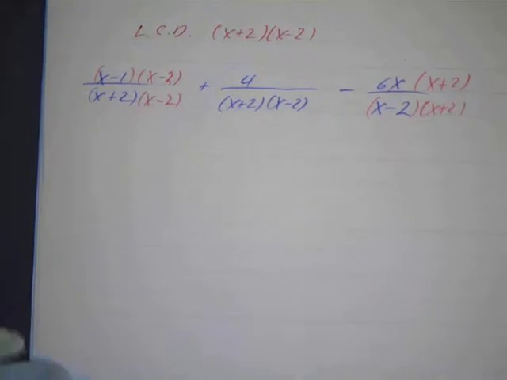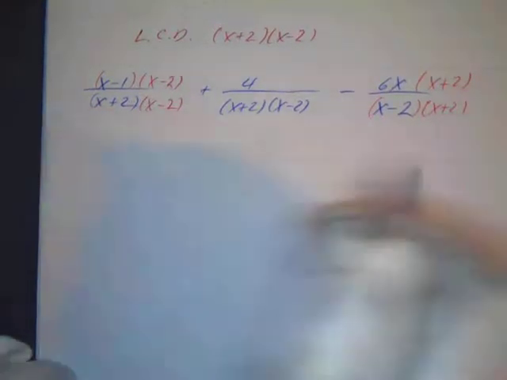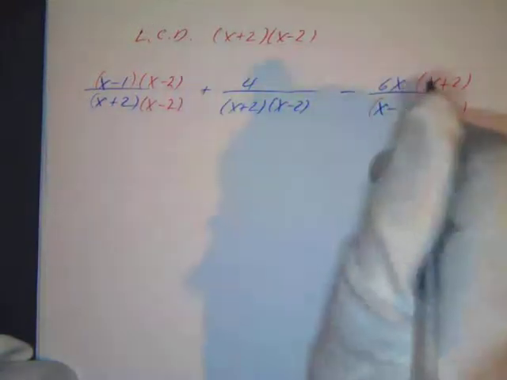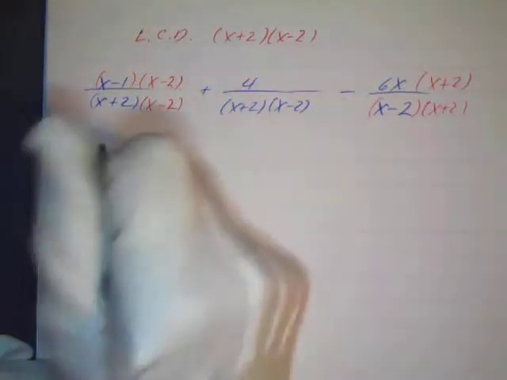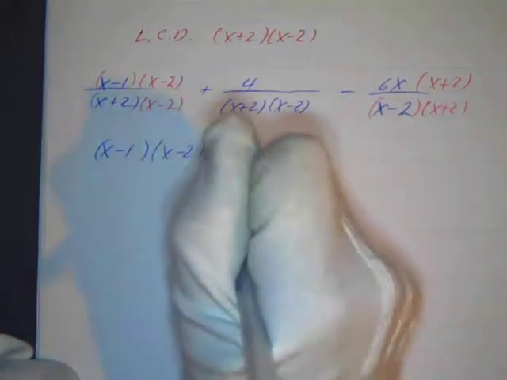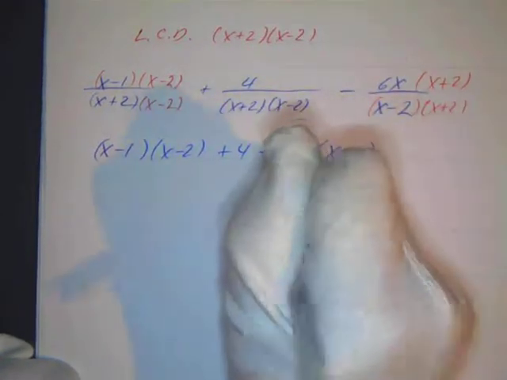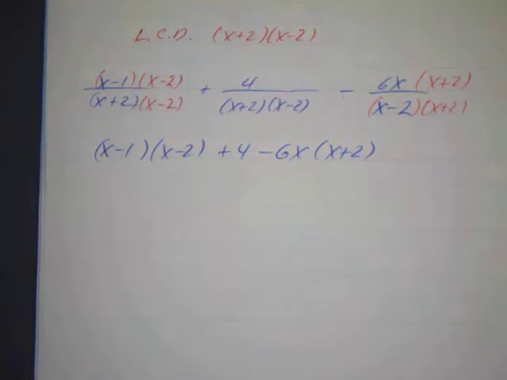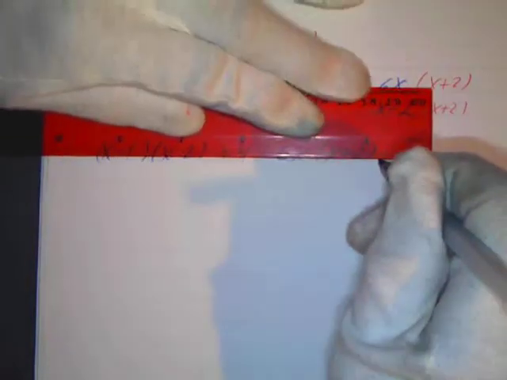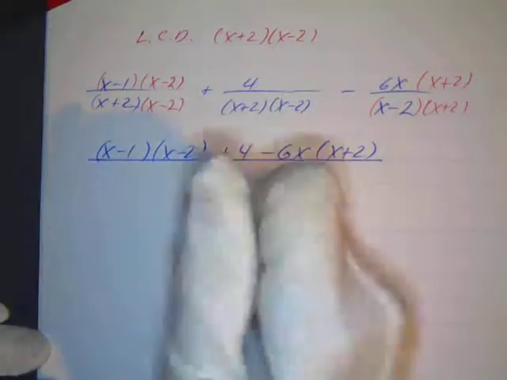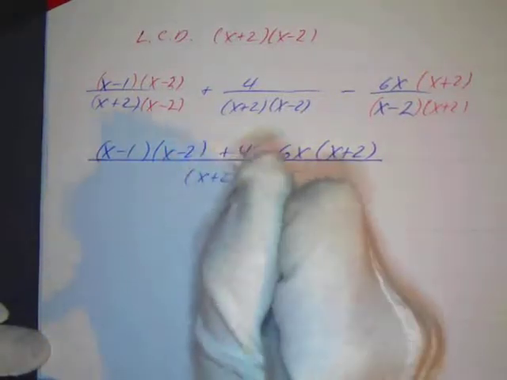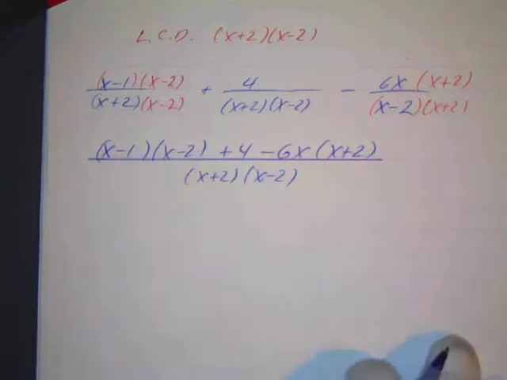Now I'm ready to put these all over the common denominator, so I'll write this out. You could maybe skip this step, but be very careful with that negative sign if you go right to multiplying these out. But here I've got, just so you see, x minus 1 times x minus 2 plus 4 minus 6x times x plus 2. And that's going to be all over the LCD. I need a ruler because my fraction bars are getting kind of long, so I'd like to keep them relatively straight. So that's going to be over my LCD, or x plus 2 times x minus 2. All right?